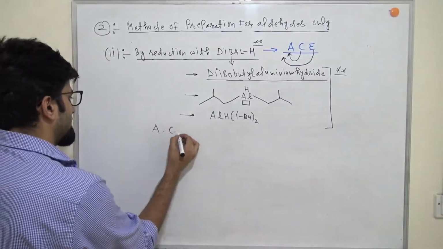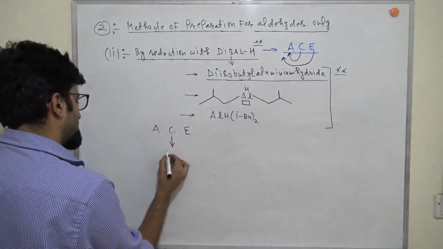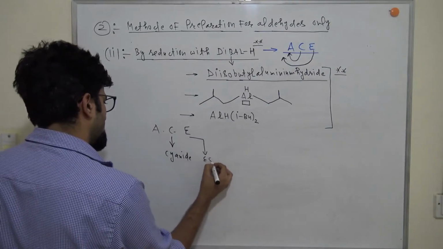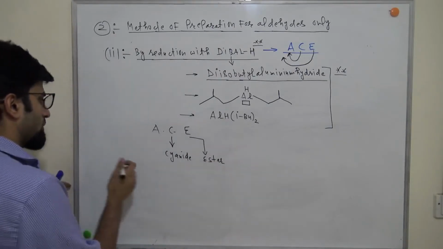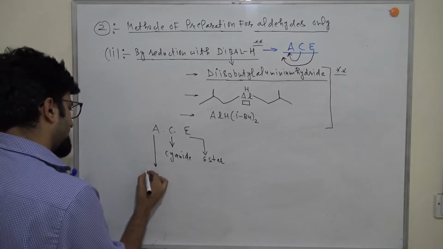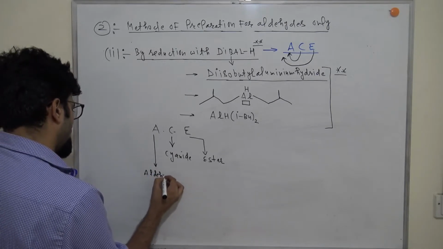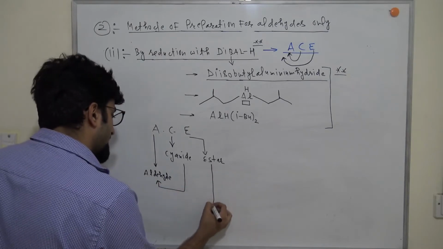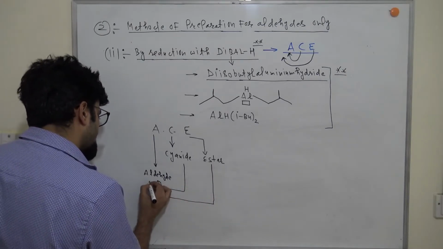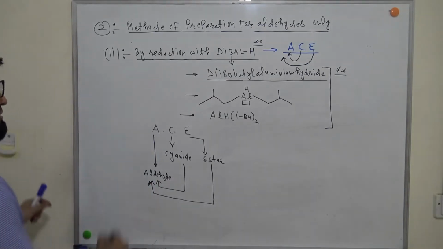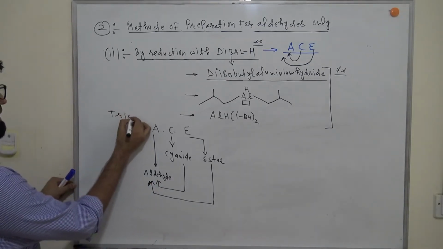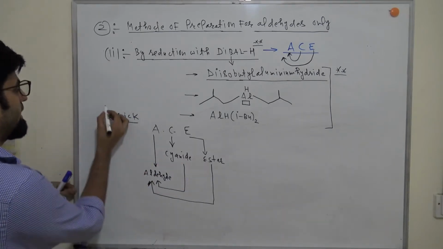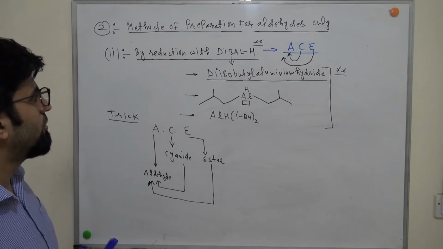So ACE: this is your cyanide, and this is your ester. Basically what it does, it converts them so we can only get aldehyde. It converts cyanide to aldehyde, sorry, and it converts ester to aldehyde. Okay, so this is the trick for DIBAL-H. The trick is ACE: cyanide to aldehyde, ester to aldehyde.